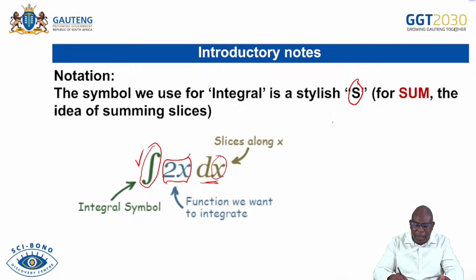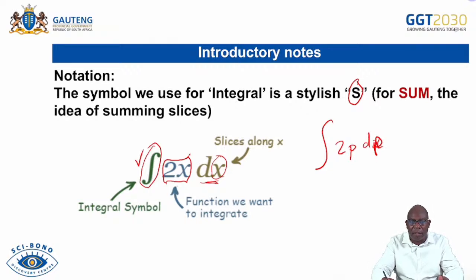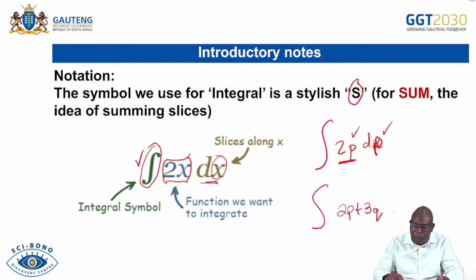So if, for instance, I had 2p, therefore I'm going to sum up the pieces of p, not of x, because I have p here. So in other words, I'm going to be integrating the p. So if I've got 2p plus 3q, but I say I want dp, I'm only going to concentrate on the p. Which means that our 3q there is going to be our constant.